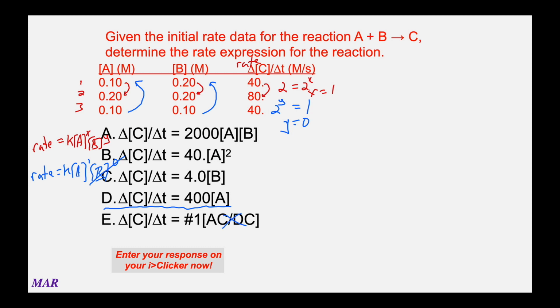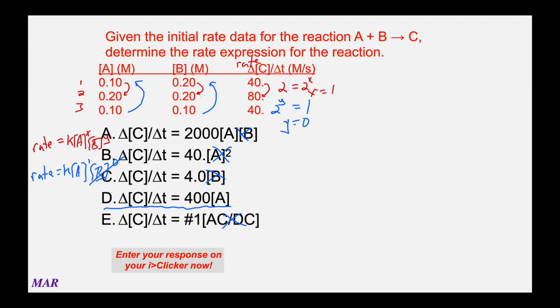I apologize. Answer A has a B, so that disqualifies that. Answer C has a B. Answer B has an A to the second power, and we found it was the first power. So let's hope here that K equals 400. But how do you find K?